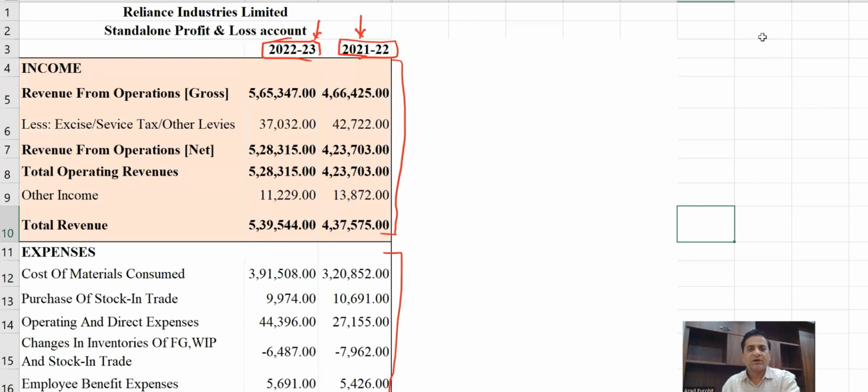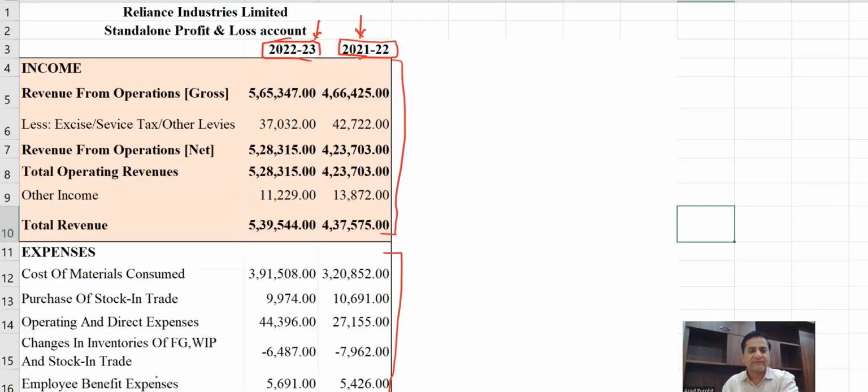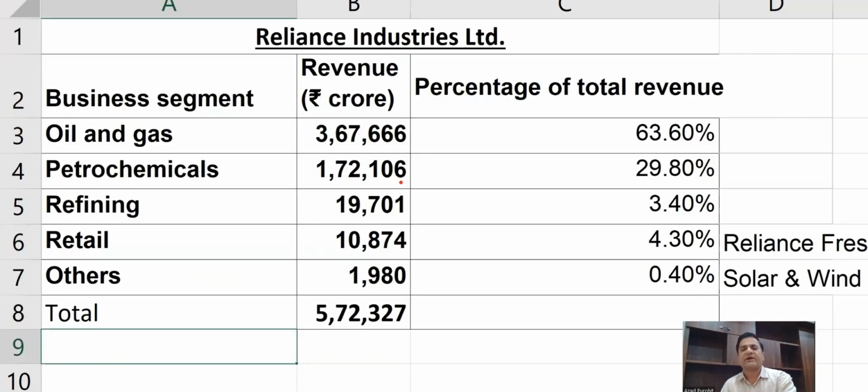Now let's try finding out the different components of this organization, right? First, talking about the revenue. If you look at the revenue which is mentioned here, 5,65,347 crores. All the amounts are in rupees crores. Now, if I would like to find out the breakup of this, I need to go and look into the notes to accounts.